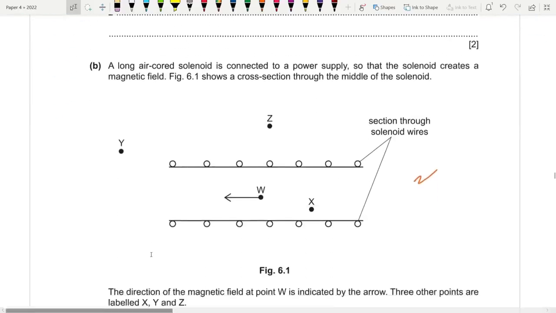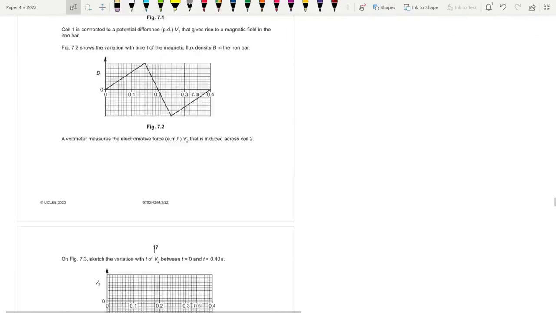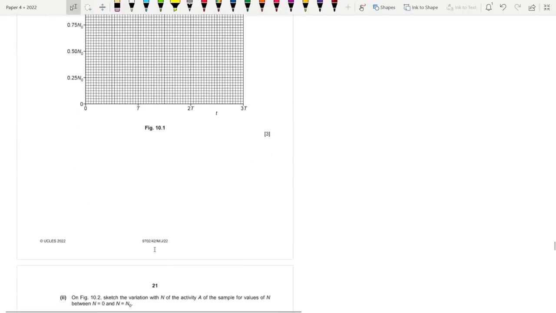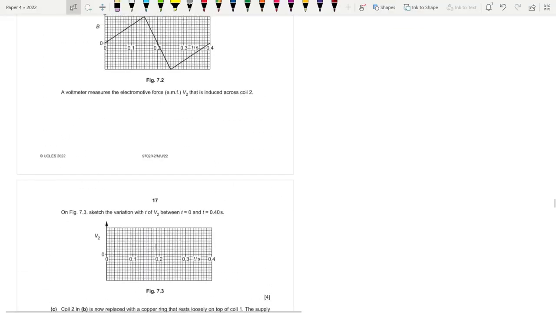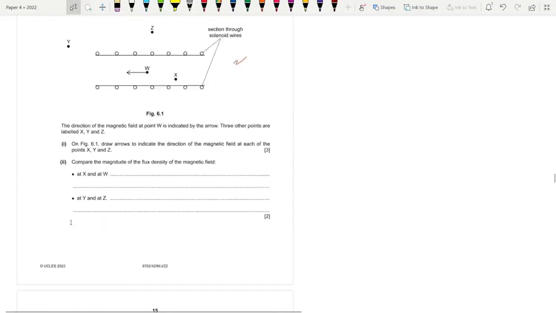So moving on to question number 6. How many do we have left? 2, 6, 7, 8, 9, 10. Okay. So we're done with half the paper, I'm assuming.